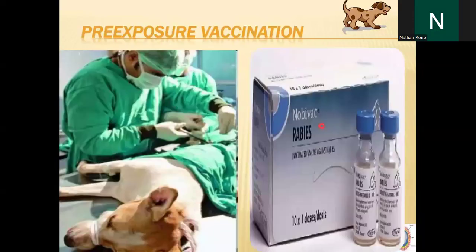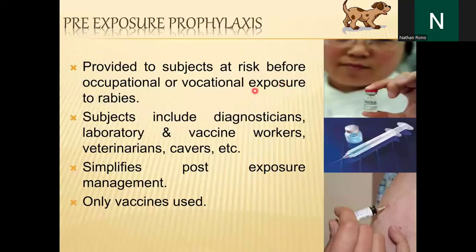So let's start with pre-exposure vaccination. We start with vaccinating the dogs. These are ways of preventing. You have to vaccinate these dogs against rabies, vaccinating cats, but you can't vaccinate wild animals. You can imagine vaccinating a fox. It's not possible unless you want to keep a fox as a pet, but we're interested in our dogs. Then we have people who work with these animals.